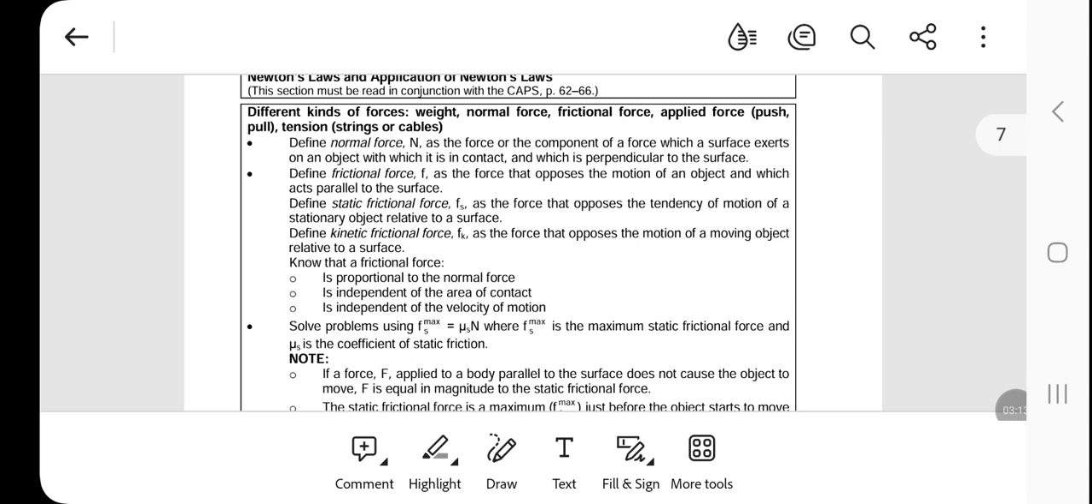So we are going to start with that first point. I'm going to discuss how you find out a normal force, how it is exerted from the surface exactly in which it is in contact with. So let's start with that normal force.